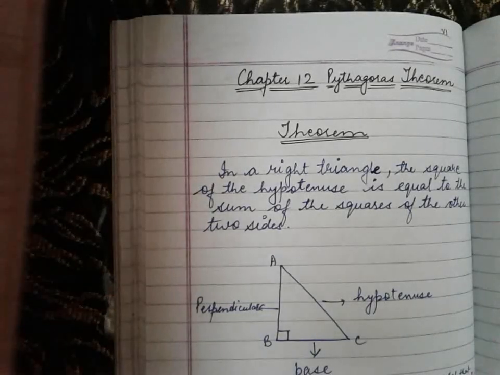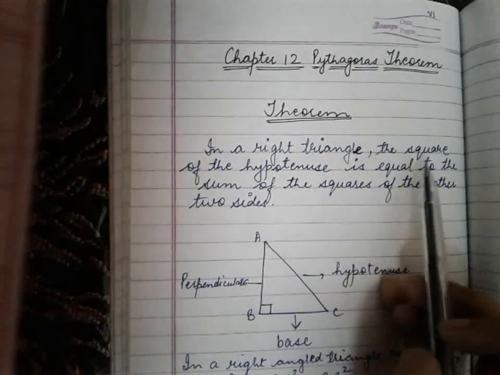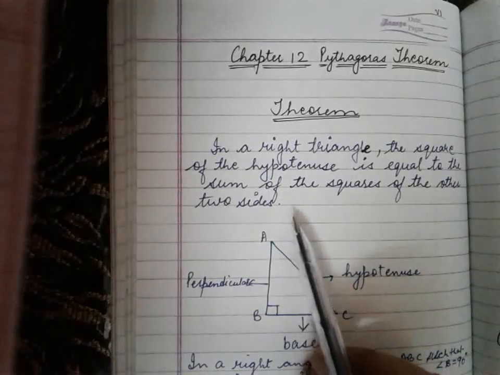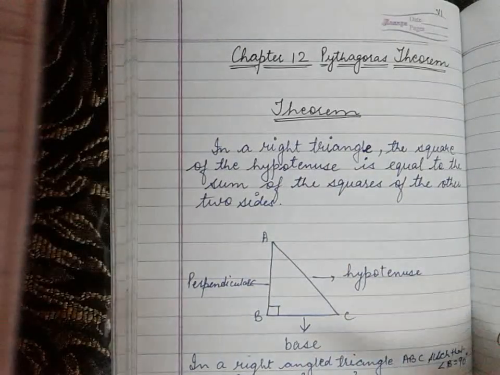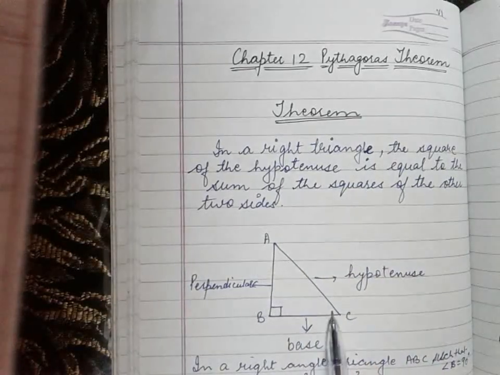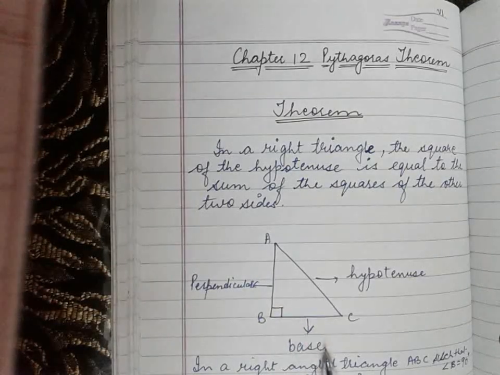What does this Pythagoras theorem say? We'll see that first. In a right triangle, the square of the hypotenuse is always equal to the sum of the squares of the other two sides. What is the hypotenuse? The side opposite to the right angle is known as the hypotenuse. The square of the hypotenuse, that is AC here, will be equal to AB square plus BC square, that is the sum of the squares of the remaining two sides.